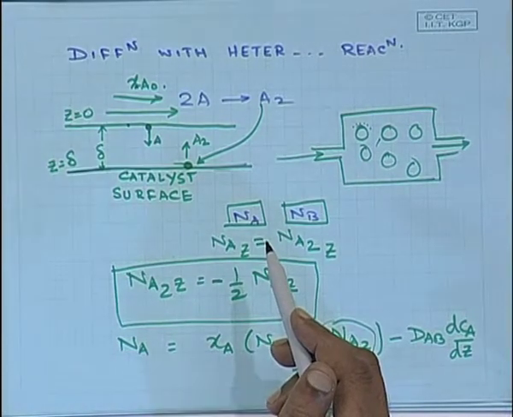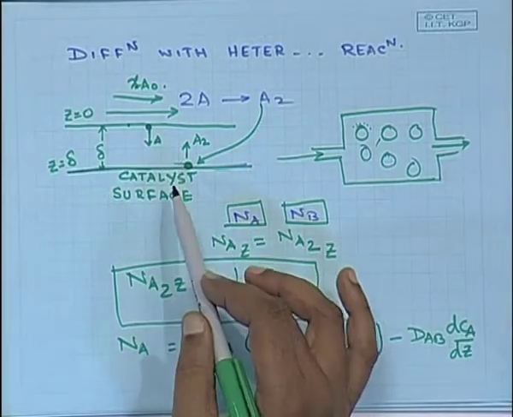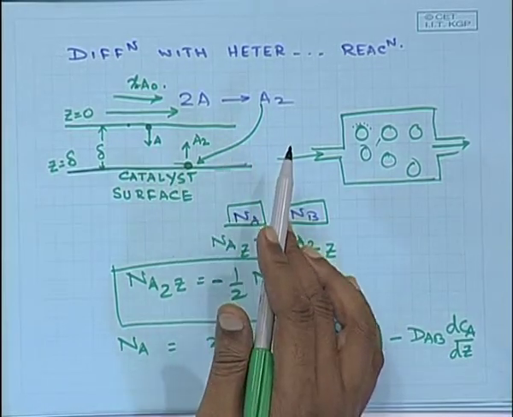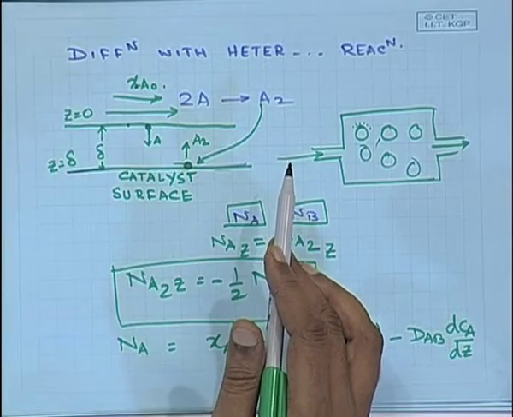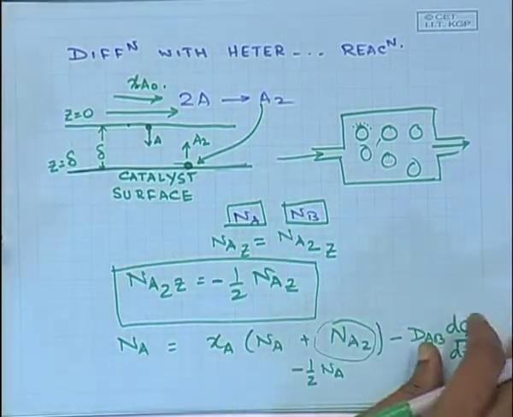Okay. So, use those two conditions, integrate it, find out the concentration distribution of A in the film. I leave that for you. It is also partially solved in your text.